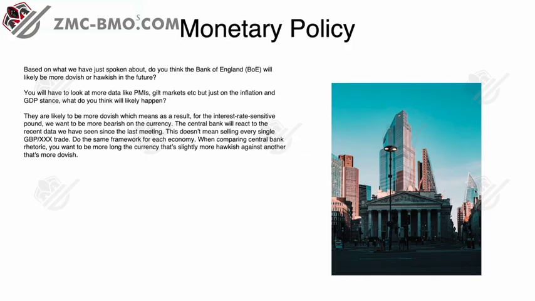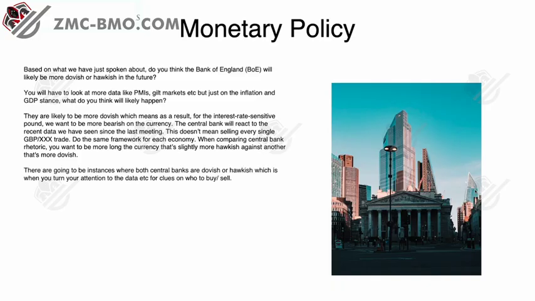This doesn't mean selling every single GBP XXX trade. Do the same work for each economy. When comparing central bank rhetoric, you want to be more long the currency that's slightly more hawkish against the one that's more dovish. So, for example, if the Fed is more dovish than the Bank of England, based on central bank rhetoric, GBP USD upside makes more sense. That's just an example of comparing that framework.